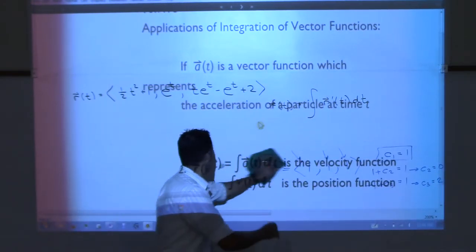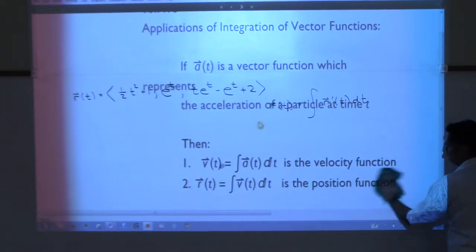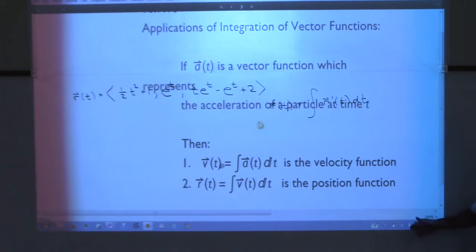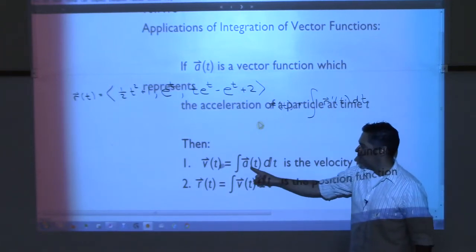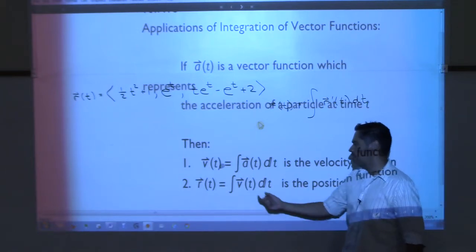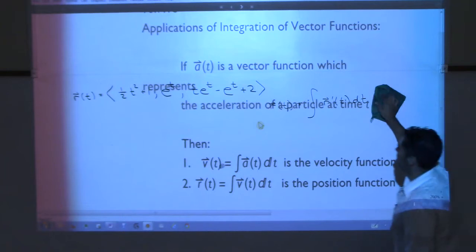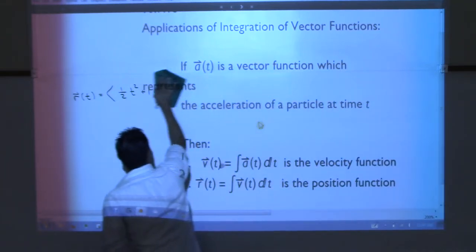All right, so this next note just says that the antiderivative of acceleration is velocity. Right, if you take the antiderivative of the acceleration function, you get the velocity function. And then if you take the antiderivative of the velocity, you get the position. And that's, again, something you should have seen in Cal 2.